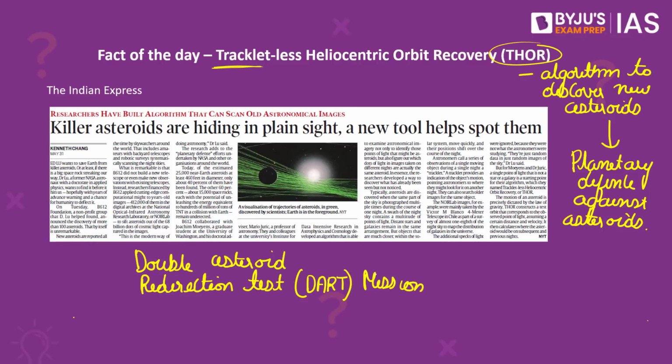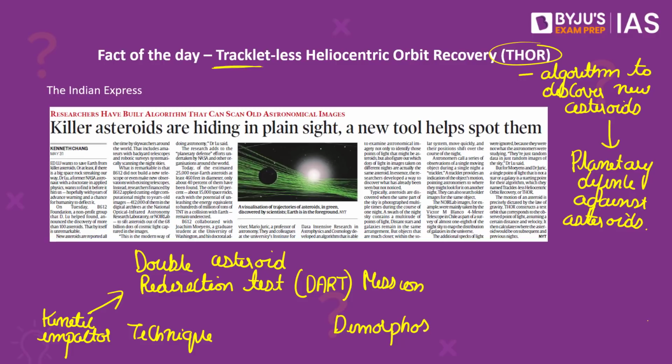This is a mission by NASA. It involves the first demonstration of kinetic impactor technique. This will involve crash landing a spacecraft onto an asteroid and changing its course. The mission will involve crash landing a spacecraft on Dimorphos, which is a small moonlet revolving around the asteroid Didymos.